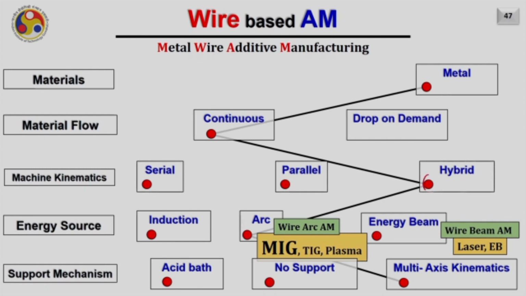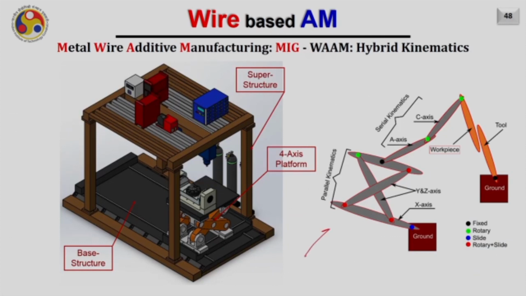There could be a hybrid kinematics as well for the wire arc additive manufacturing process, and this is an example of the same. In this case, you can see that the Y and Z axes are obtained by this parallel kinematic, that is nothing but a scissor lift. As you see closely here, when the gap increases, you will get the Z axis, and when the whole thing moves, you will get the Y axis. This corresponds to the parallel kinematics. On top of it, the serial kinematics is further mounted. So it is a combination of parallel and serial kinematics, hence called hybrid kinematics.